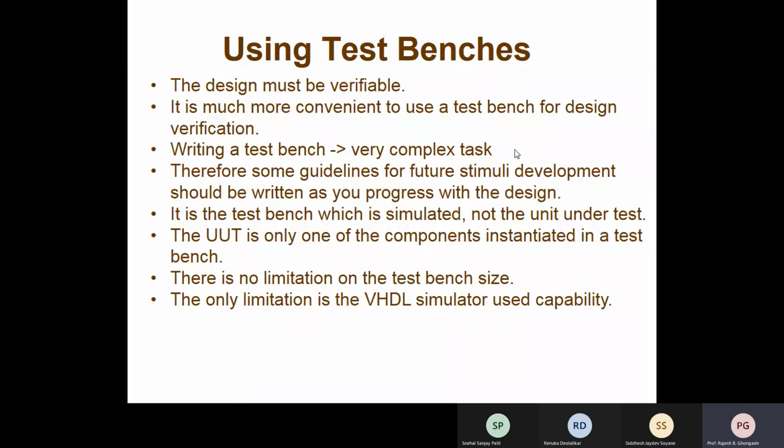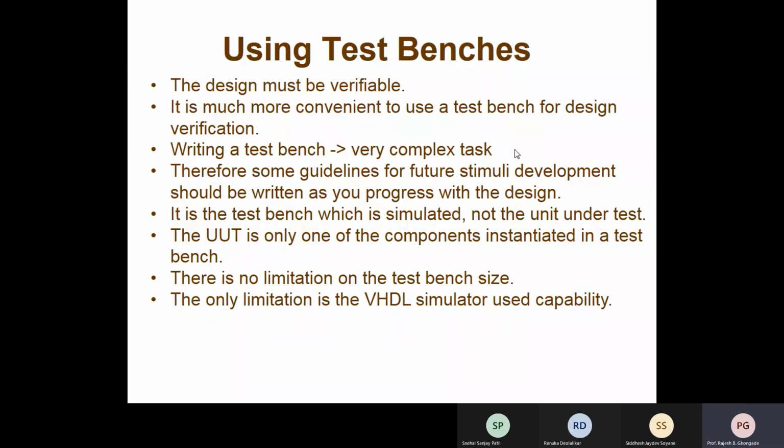It is much more convenient to use a test bench for design verification. So basically, writing a test bench is a very complex task, because you should know what are the various possible levels, various possible inputs, and how your circuit should behave. So there are various things that you should know. So writing a test bench itself is a huge task.